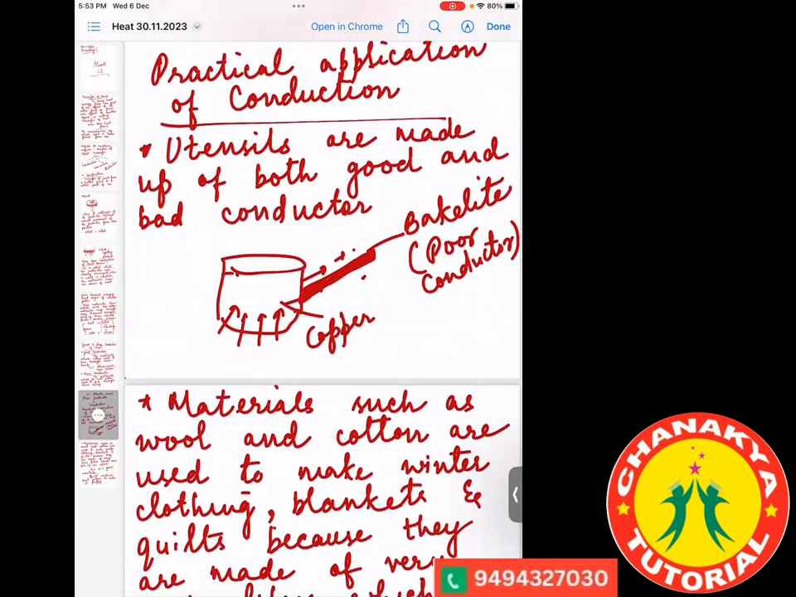Utensils are made up of both good and bad conductors. The handles are made up of poor conductor so that we do not get the hot thing on our hand. Whereas the center part of the utensil is made up of good conductor, because only then will that part get the heat.